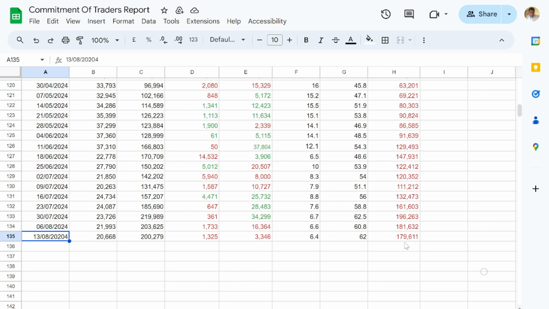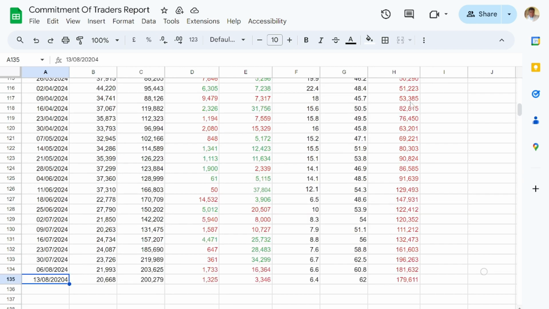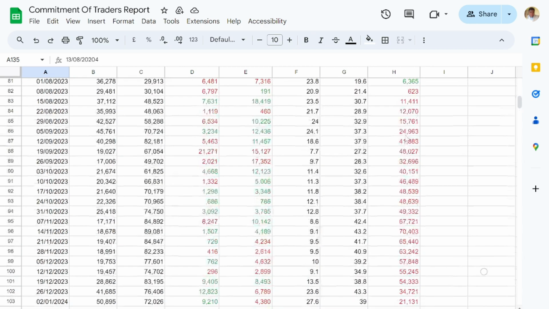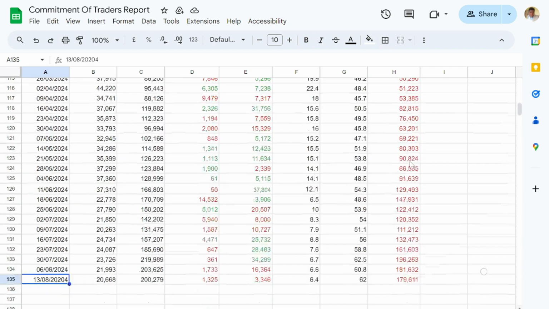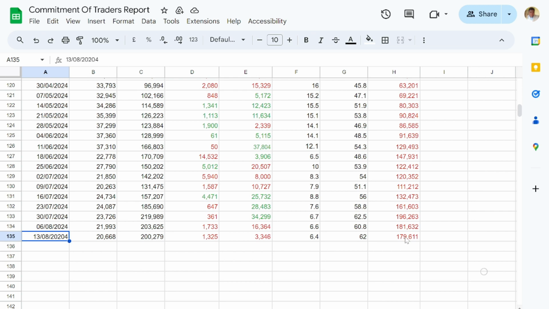So when you look at the net positioning, we went all the way from minus 76,000. That's why it's in red; if it's green, it's positive. So we went all the way from minus 76,000 to minus 179,000, meaning that the institutions are heavily short on the Canadian dollar. That is another aspect of it.